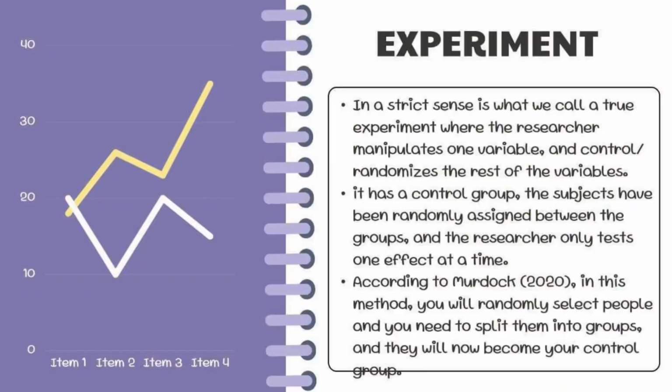The second method of data collection is experiment. In a strict sense, it is what we call a true experiment, where the researcher manipulates one variable and controls or randomizes the rest of the variables. For example, does the color of a basketball influence the number of times a shooter sinks a basket?